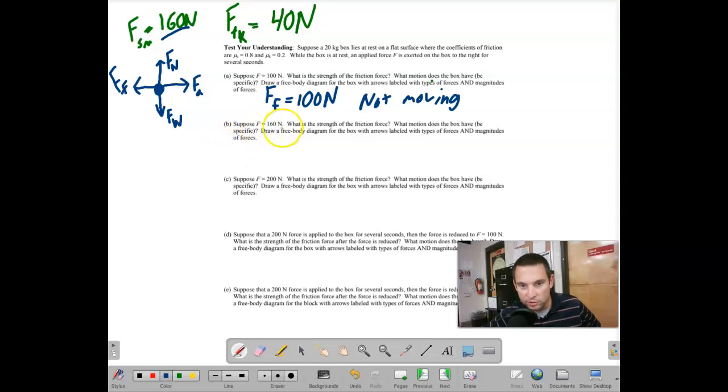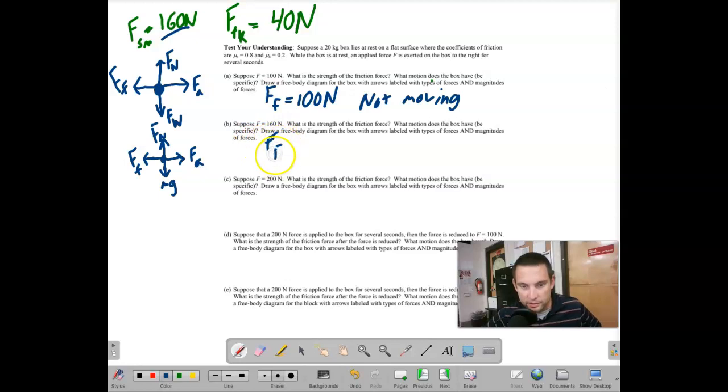Suppose 160 newtons of force. I'm going to go ahead and start with my free body diagram. So it's the same question, we're just changing the amount of force that's being applied. So we're still going to have Fn and mg, our weight force, and Fn right here. Our frictional force is going to, is it overcome yet at 160 newtons? Not overcome yet. So that means our applied force is going to be equal and opposite. These two lengths are going to be equal.